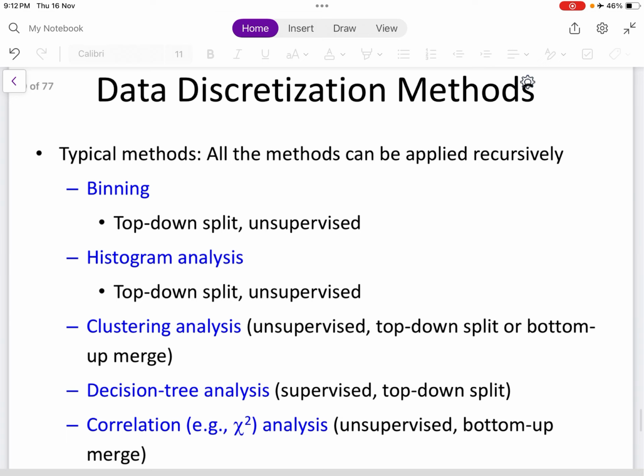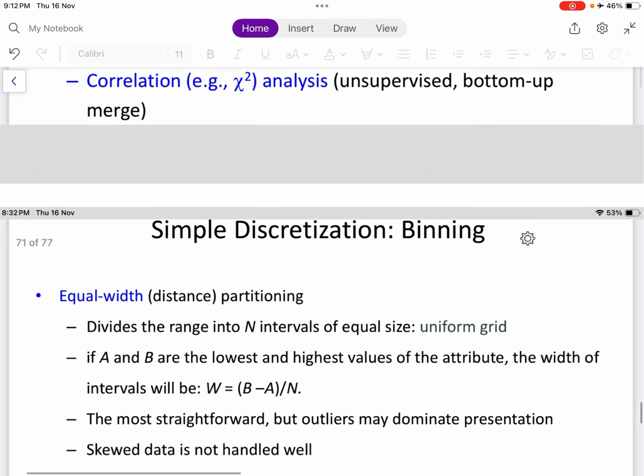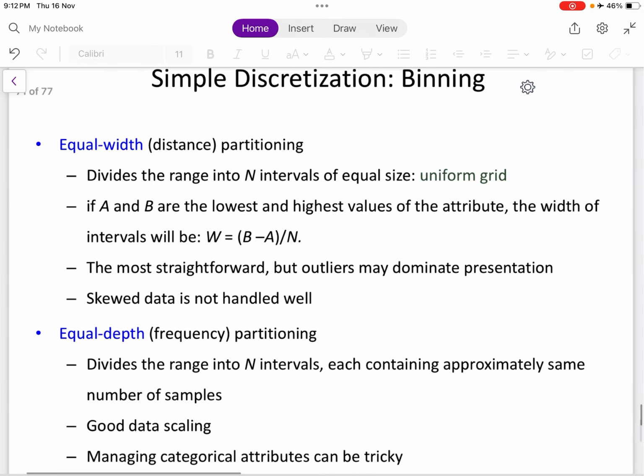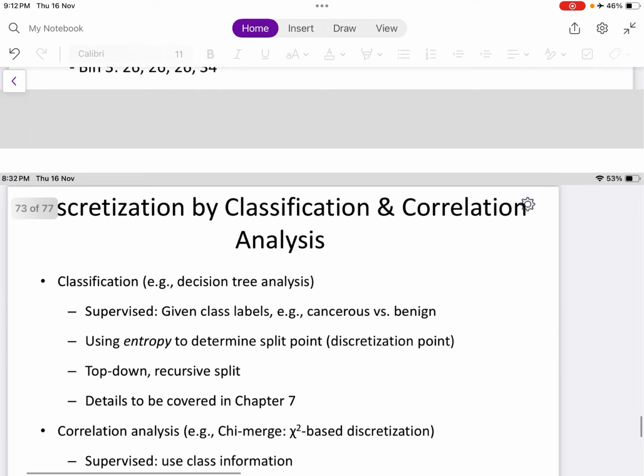Binning: top-down split, unsupervised. Histogram analysis: top-down split, unsupervised. Clustering analysis: unsupervised, top-down split or bottom-up merge. Decision tree analysis: supervised, top-down split. Correlation analysis: unsupervised, bottom-up merge. Binning we already saw.